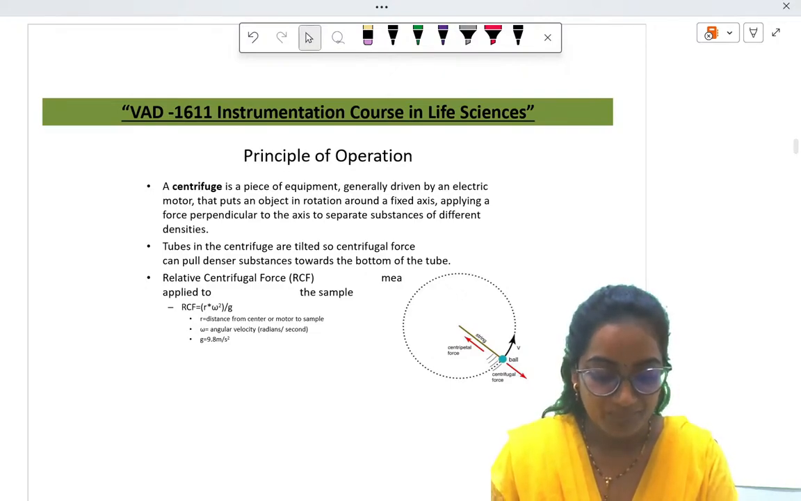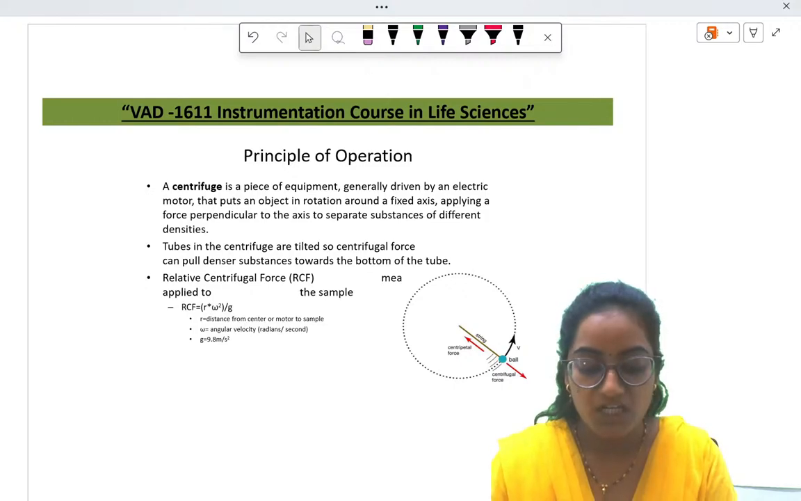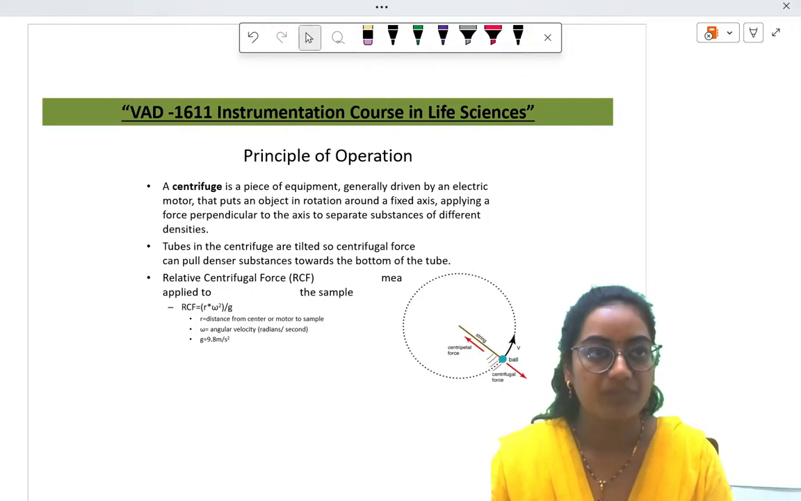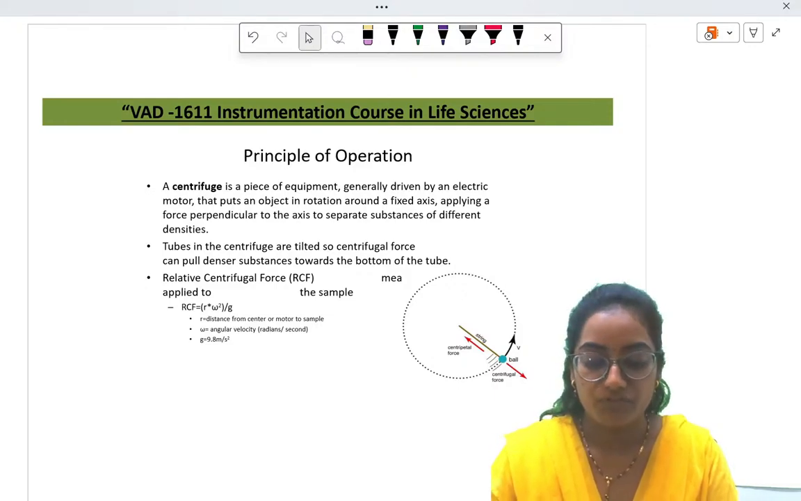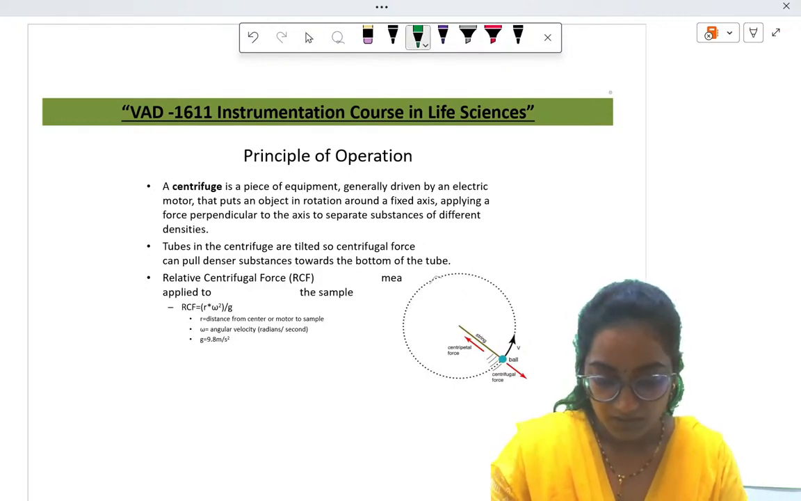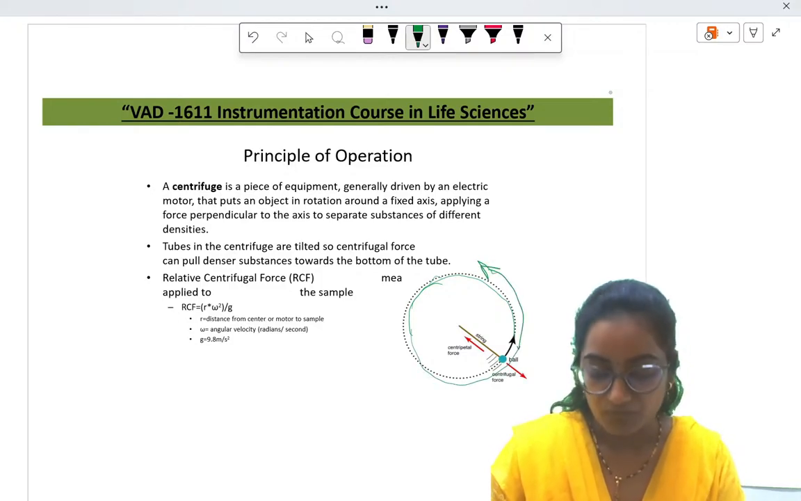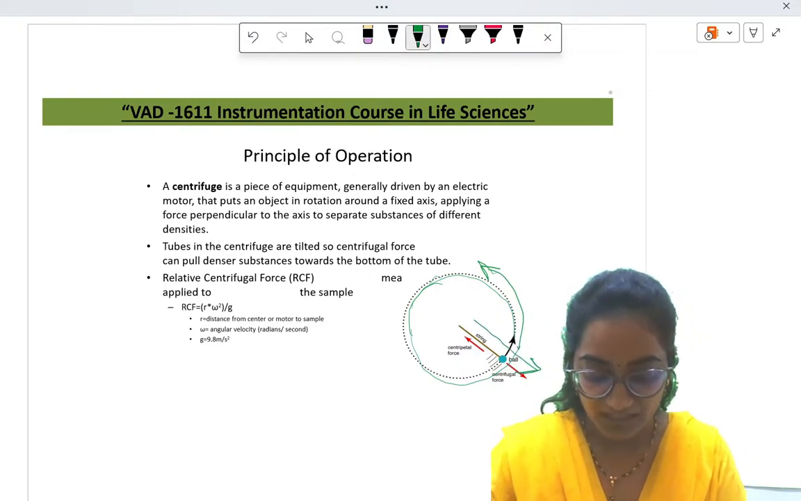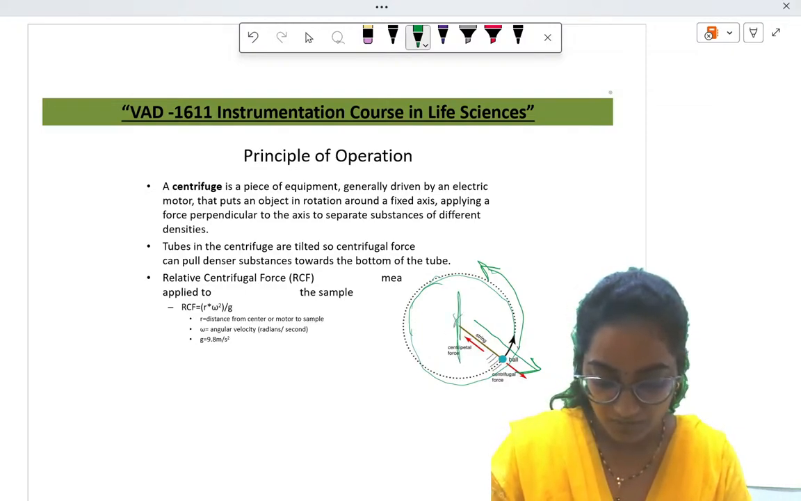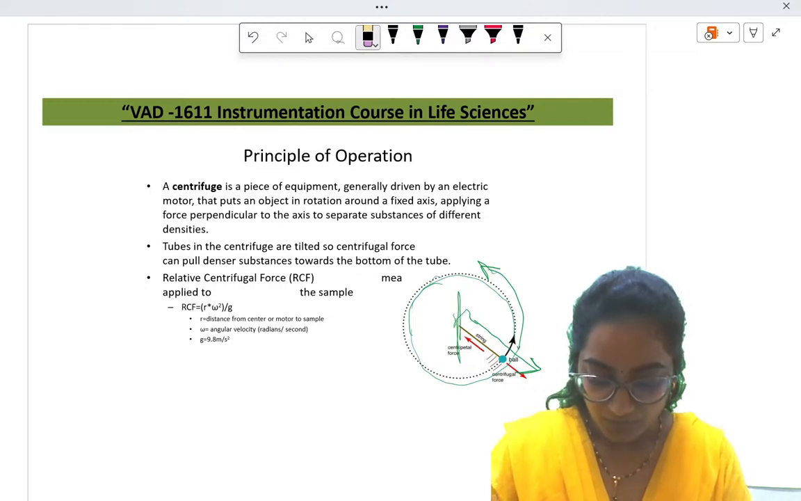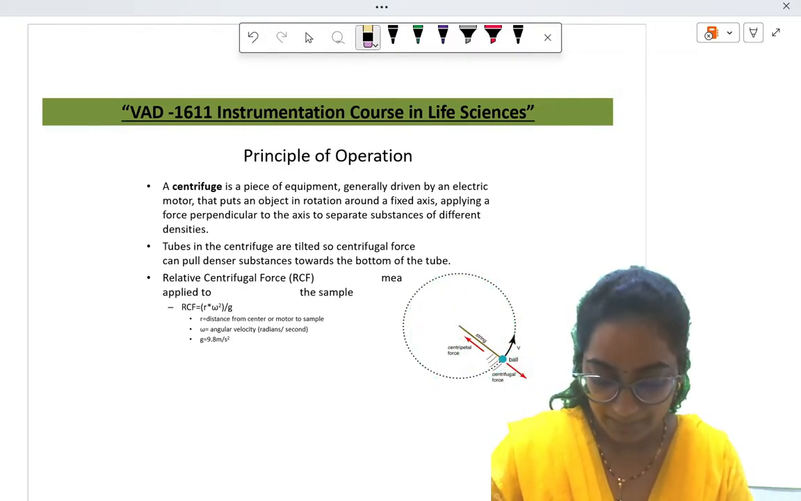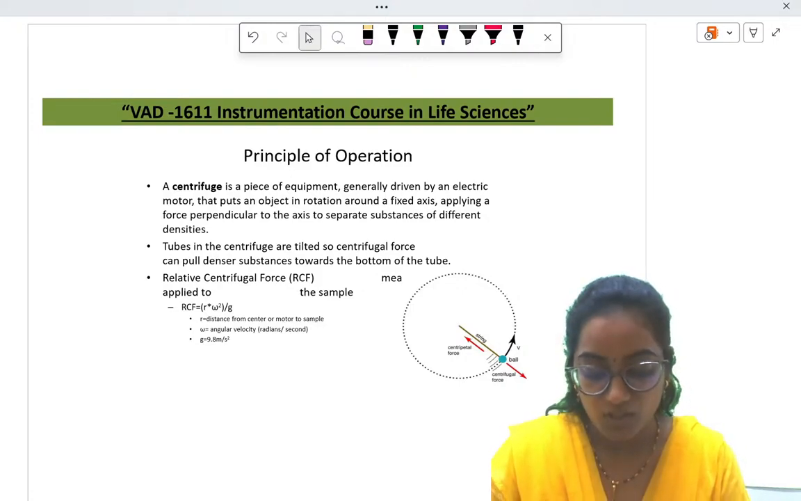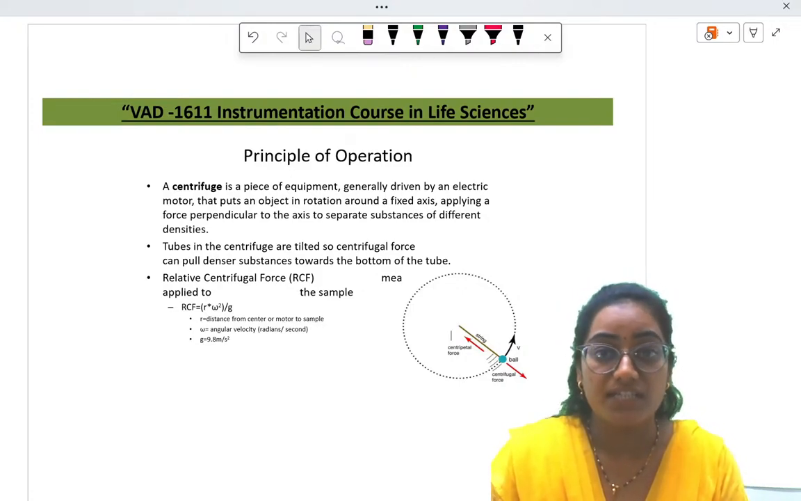The principle of operation of a centrifuge: a centrifuge is a piece of equipment generally driven by an electric motor. We use the electric motor for the revolution of the centrifuge. As shown in this diagram, the revolutions occur and a centrifugal field is applied, with a fixed axis. The centrifugal force is applied to the sample, which separates substances with different densities in the solution.